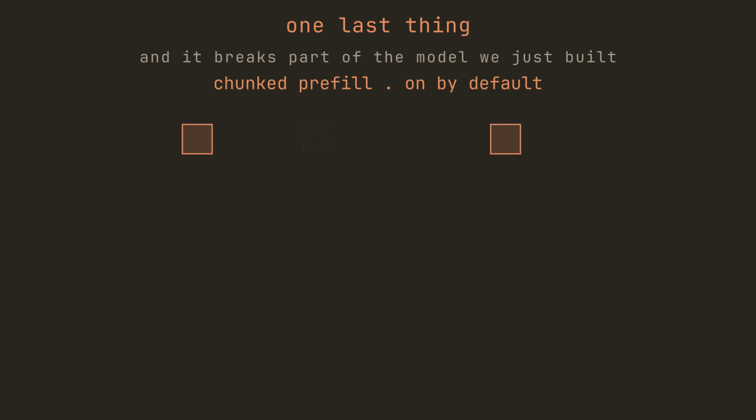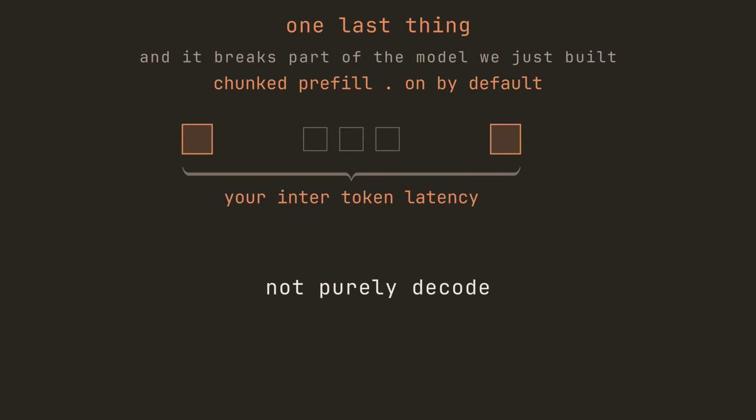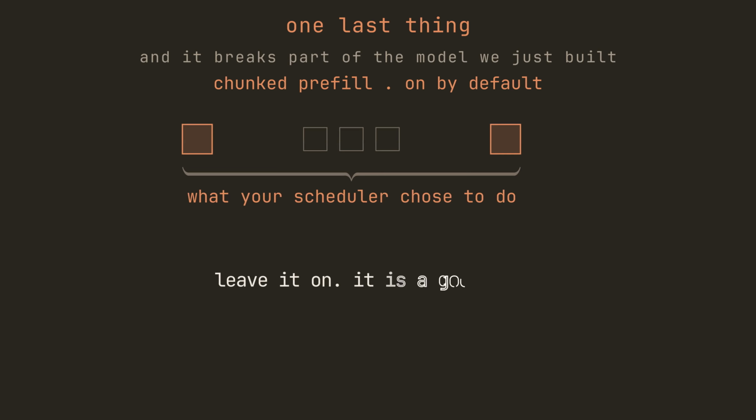So when you measure the gap between 2 of your tokens, what are you measuring? Not purely decode. You're measuring what your scheduler chose to do in that moment, with all the other traffic it was holding. So should you switch it off? Absolutely not. It's a good idea. And a later episode around 21 is entirely about why. Just read your intertoken latency on a busy shared server as a scheduling number, because that's what it is.